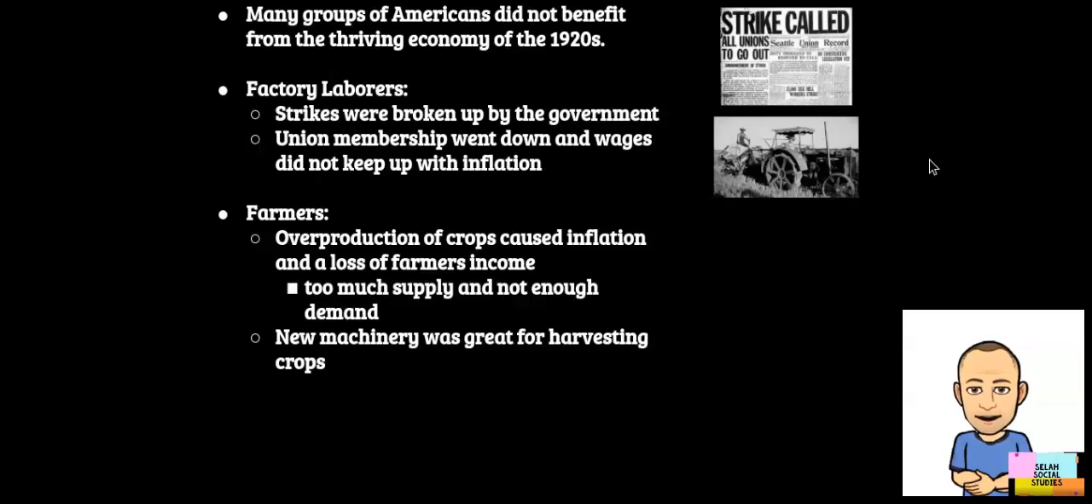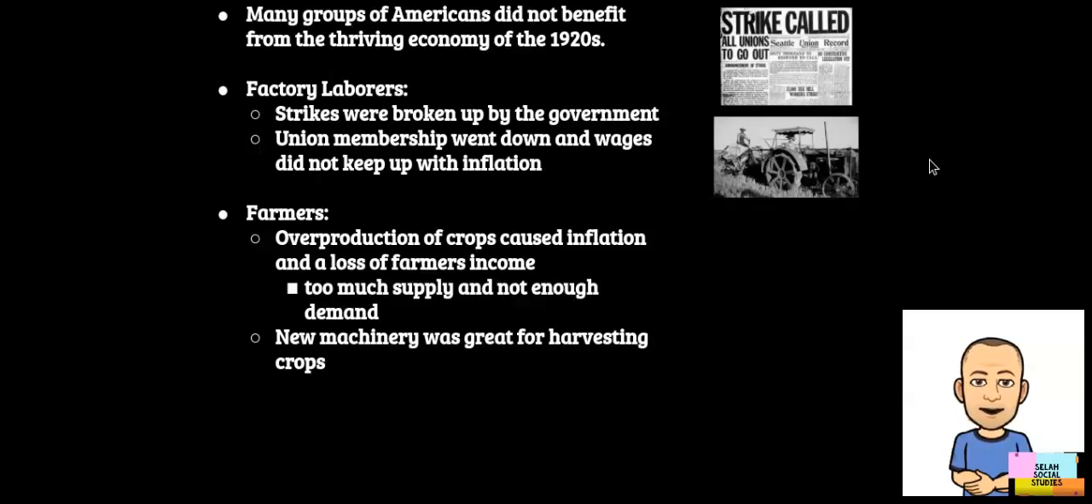Laborers were negatively affected because during the recession and the return of laissez-faire capitalism, business leaders were put back in charge of the laborers, leading to many labor disputes. Many strikes were broken up by the government, leading to the defeat of many labor union disputes, and as an effect, union membership decreased and wages were not able to keep up with inflation.